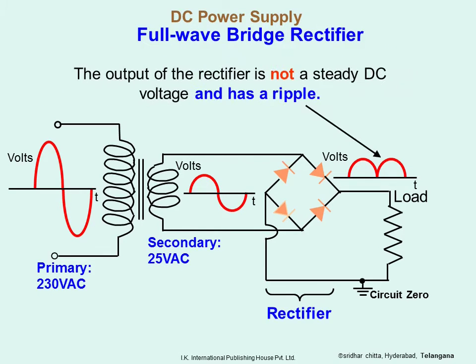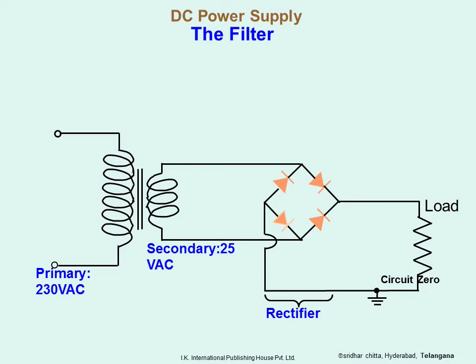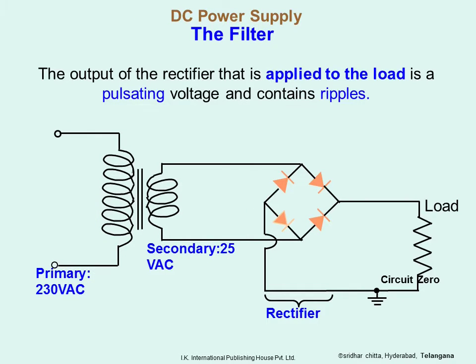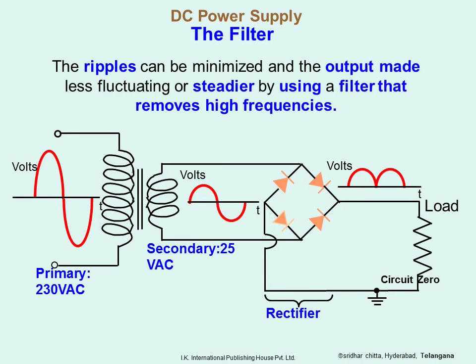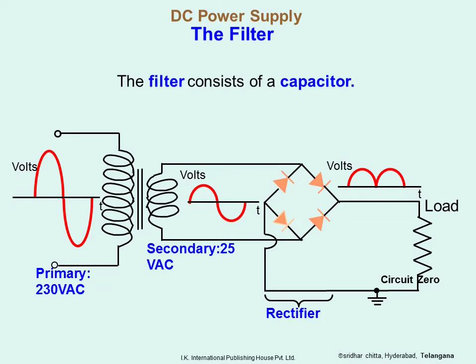The output of the rectifier is not a steady DC voltage and it has a ripple. The output of the rectifier that is applied to the load is a pulsating voltage and contains ripples. The ripples can be minimized and the output made less fluctuating or steadier by using a filter that removes high frequencies. The filter consists of a capacitor.